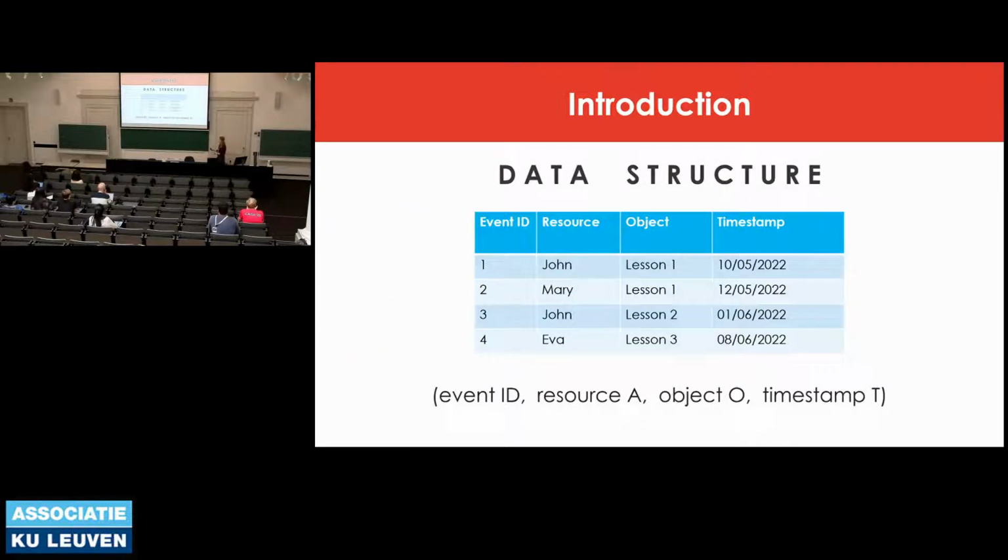So the data structure you can find in these systems is called an event log. It's a term from process mining. In process mining, you have a log with events on activities in a process. Here, it's only necessary to know the resource, on which object they worked, and at which point in time. These are the minimal requirements that you need to keep track of to be able to mine such a collaboration network.